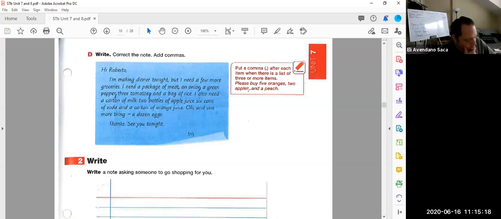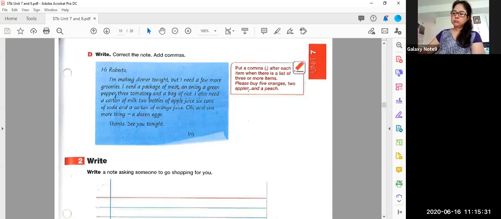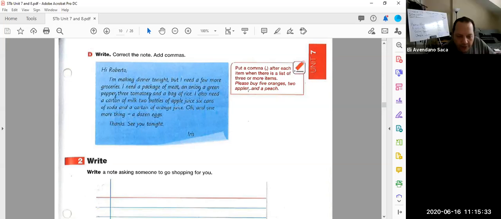Okay. Also, when you're gonna use, when you put but, pero, B-U-T, okay? I am hungry, comma, but I will wait for later to eat, okay? Then you use a comma before but.